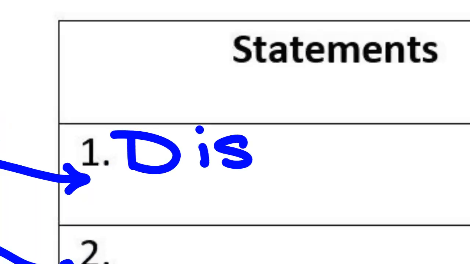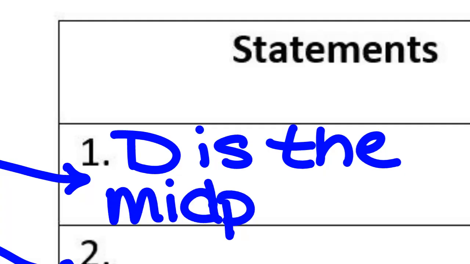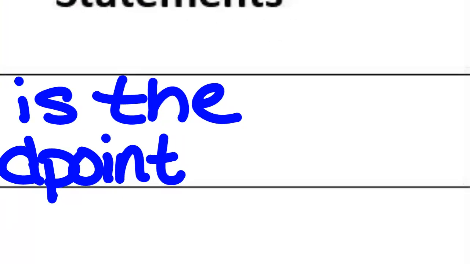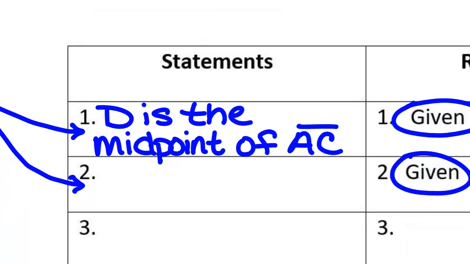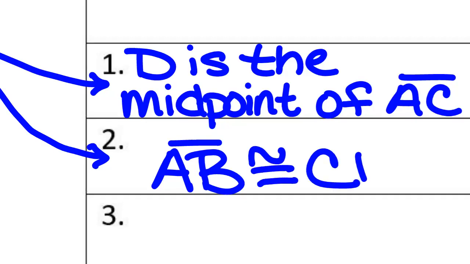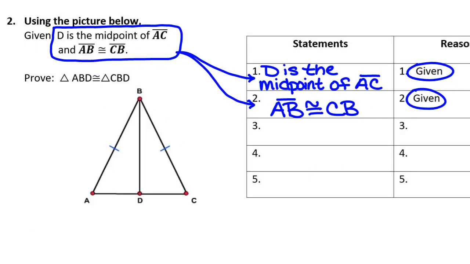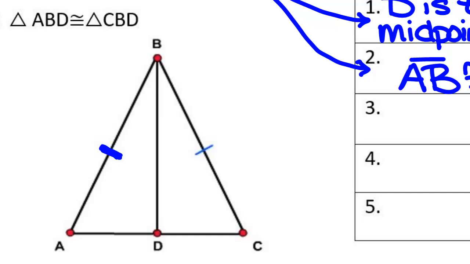D is the midpoint of AC. We know that because it was given to us, and we also know that segment AB is congruent to segment CB. Is this piece of information marked on the triangles already? Yes, right here we have some congruence markings.